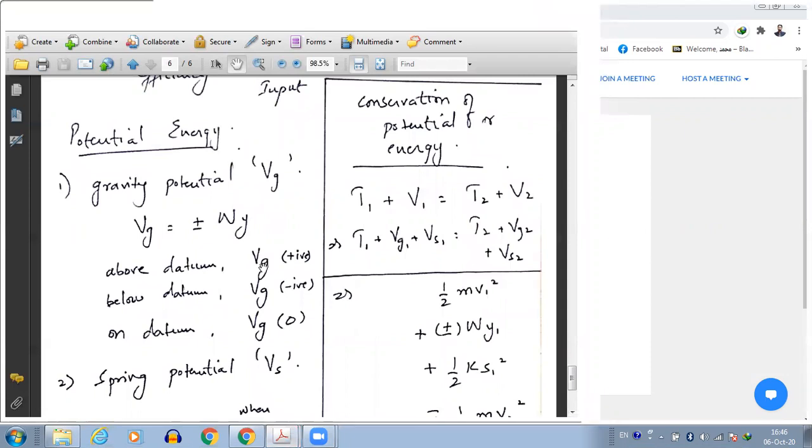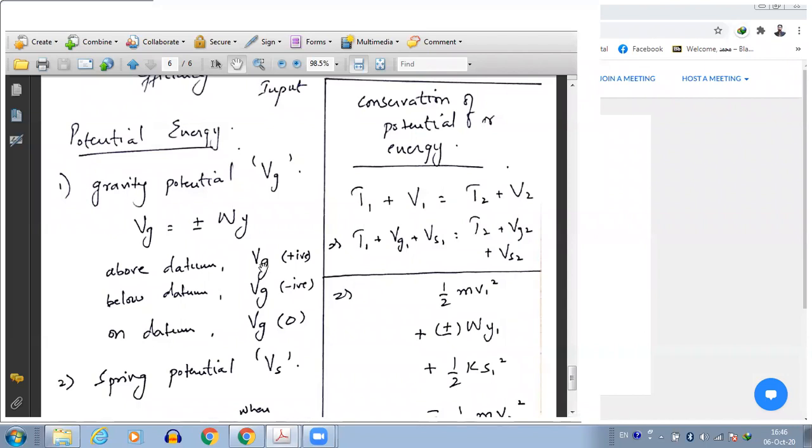Okay. Potential energy. You already know about potential energy. Most probably you studied about potential energy in physics. So with potential energy, we can analyze a system based upon the potential energy objects have while they are moving from one point to another point. So let's talk about potential energy.